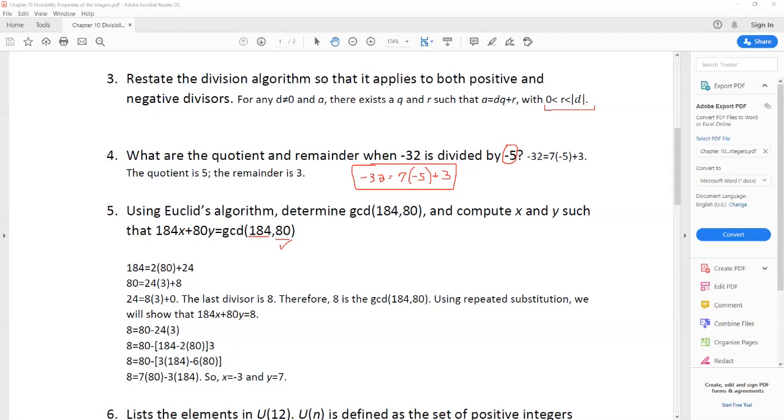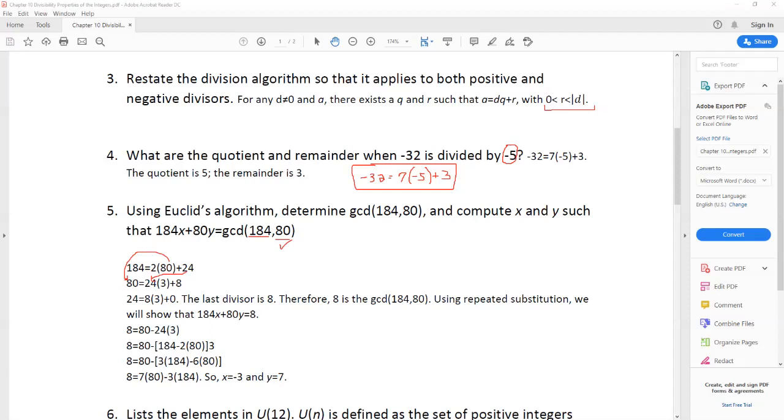So 184 is equal to 2 units of 80 plus 24. And then we simply shift the divisor and the remainder over to the left, and we continue the process. In other words, on the second line, my divisor, 80, is going to go to the far left, and I'm going to move the remainder 24 up. And that means that 80 is going to be 3 chunks of 24 plus 8. And we just continue the process.